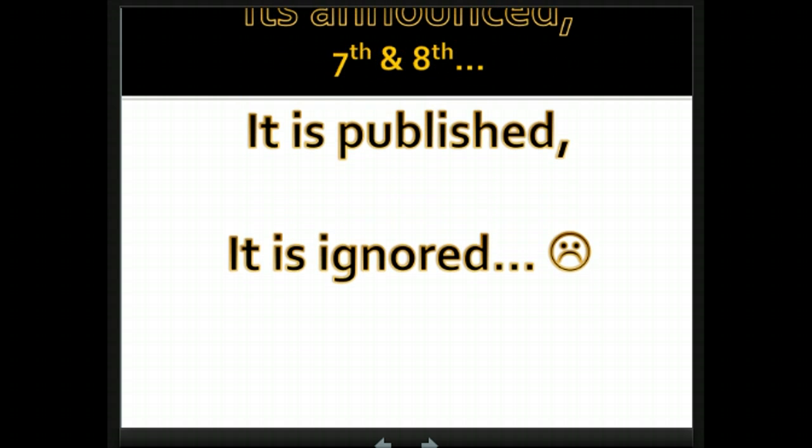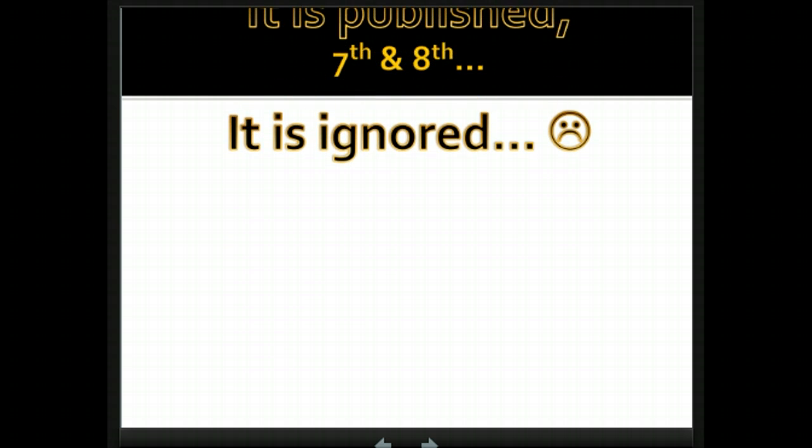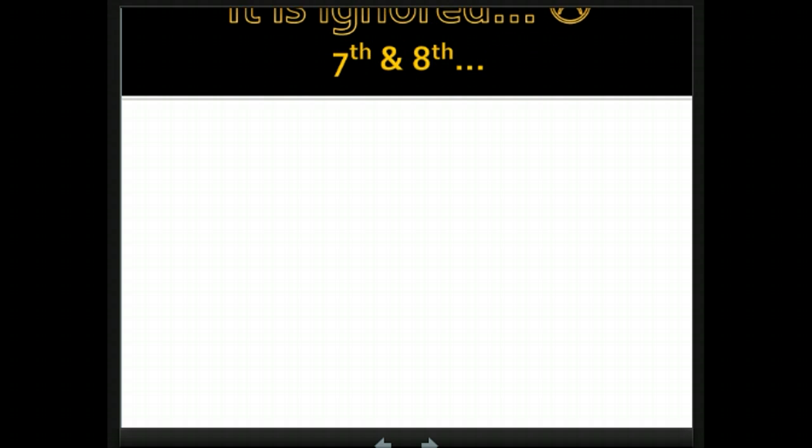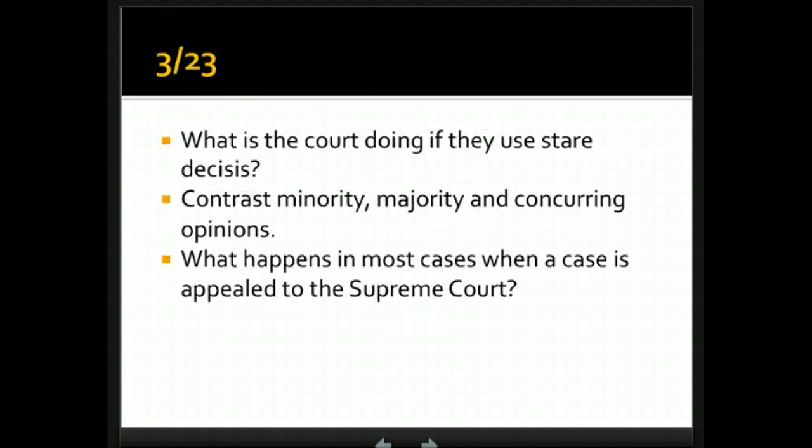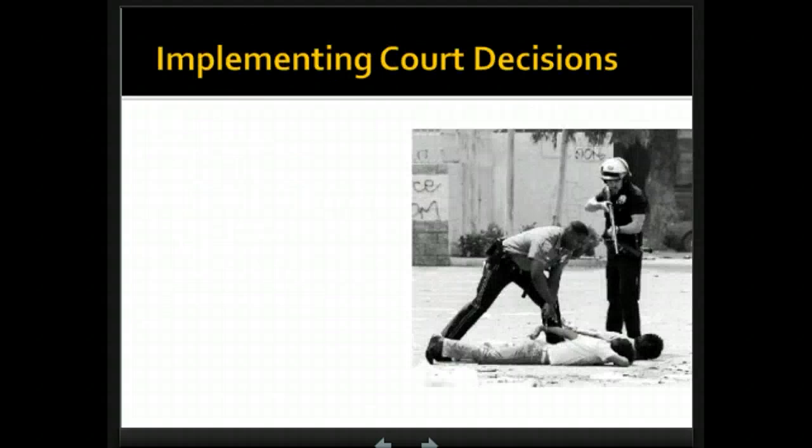Now, the one weakness of the Supreme Court is that they can't enforce their decisions. Why did I animate that like that? I thought I was being cute. All right, so implementing court decisions. That is their big weakness.